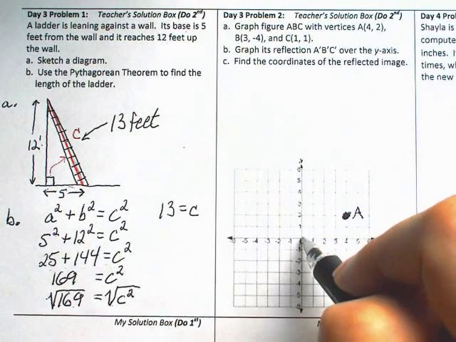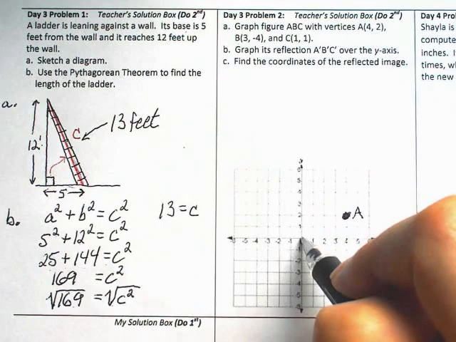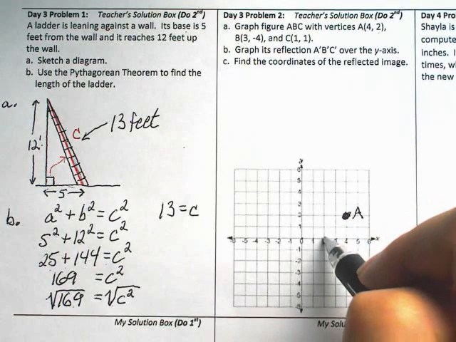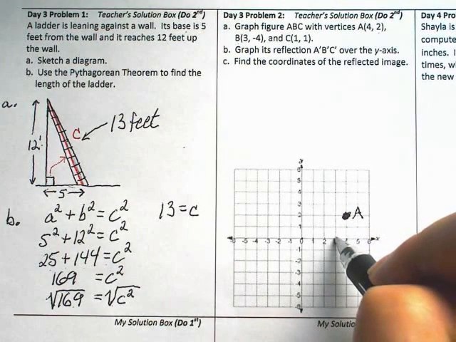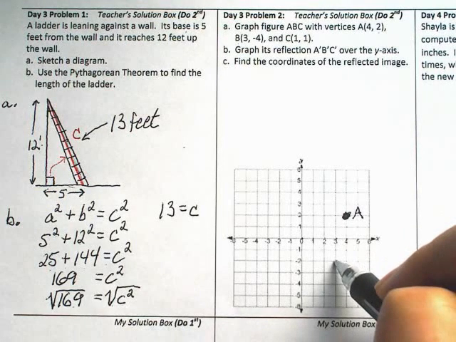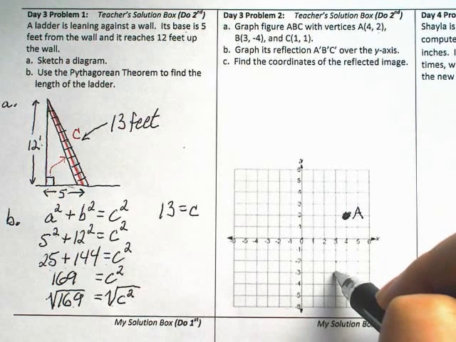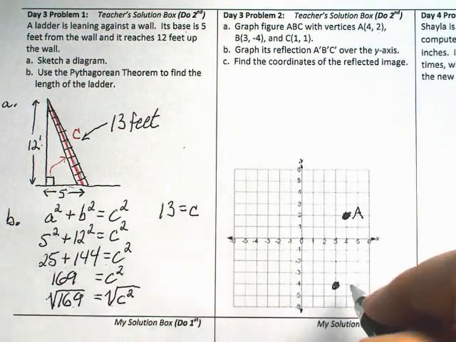Now point B is at (3, -4). Let's find that. So start at the origin. The first number is 3. 1, 2, 3. The second number in the parentheses is -4. So negative meaning downwards. So I want to go down 4 units. 1, 2, 3, 4. Here is point B.